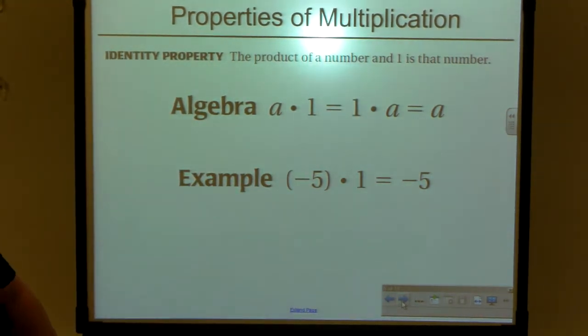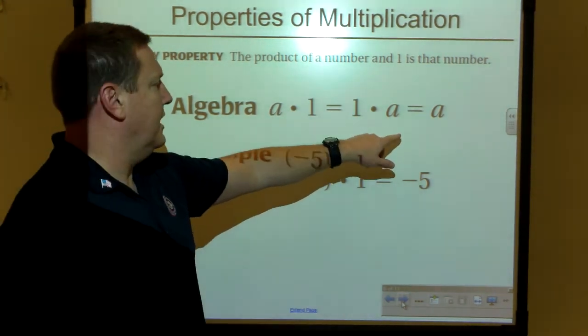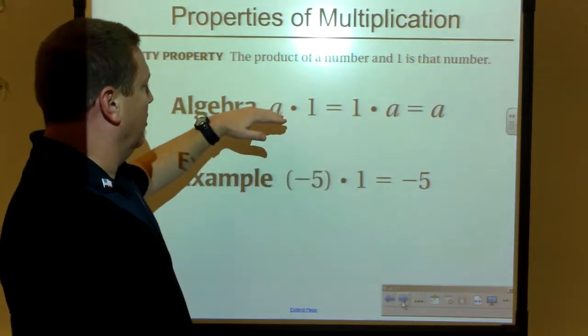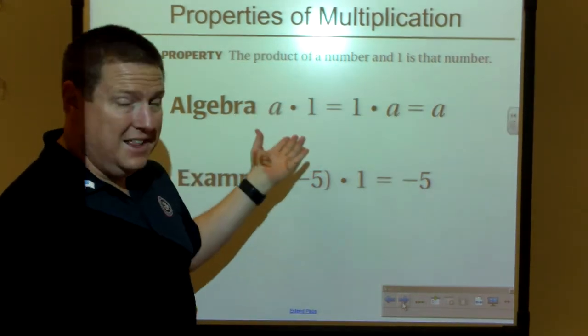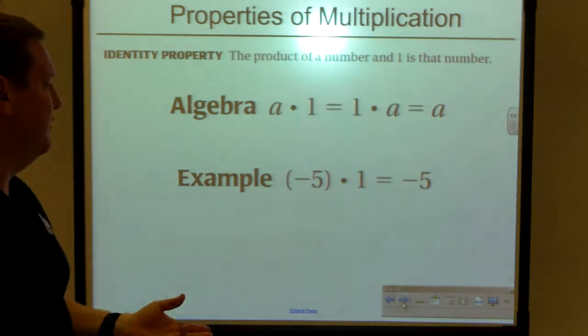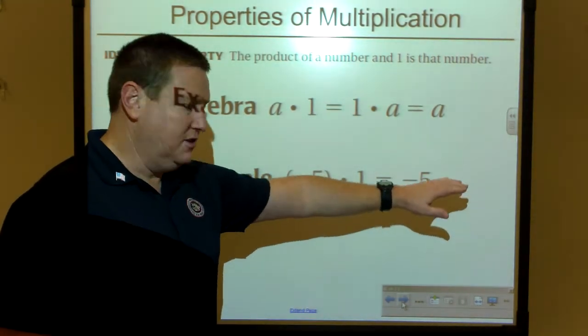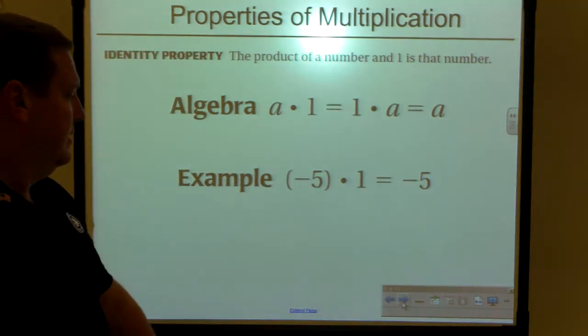Identity property. A times 1 equals 1 times A, which equals A. So A times 1, or 1 times anything, will give you the original number back again, or itself, its identity. So negative 5 times 1 does not change the number. You still have negative 5.